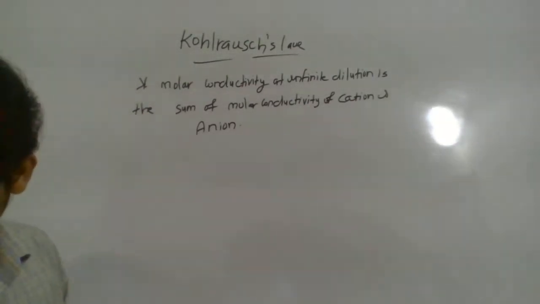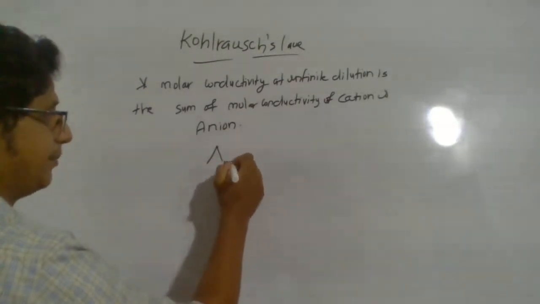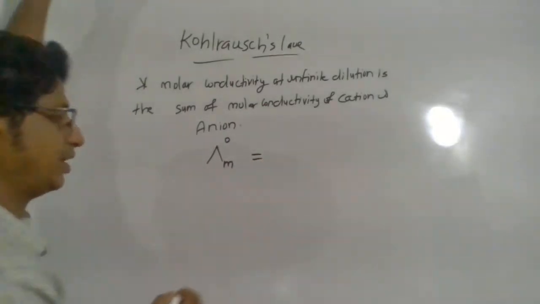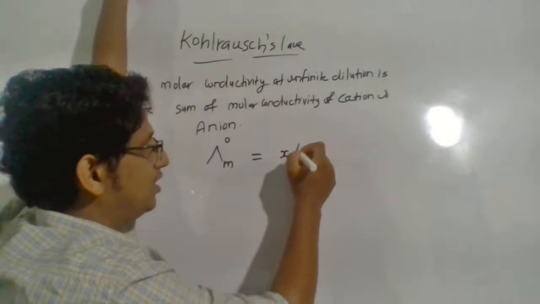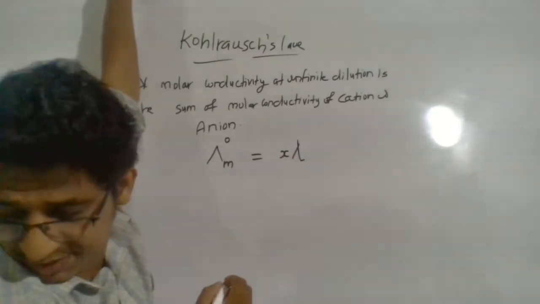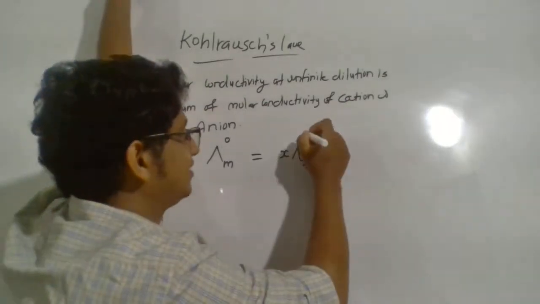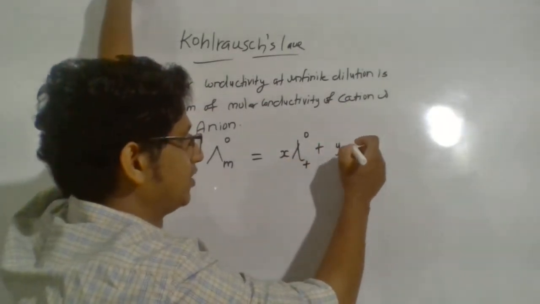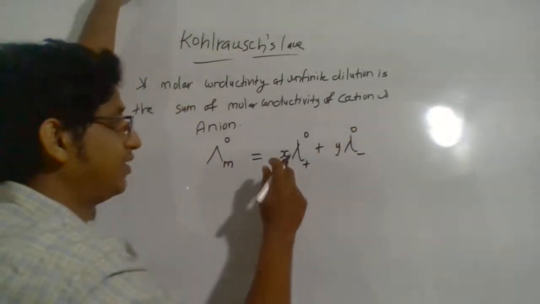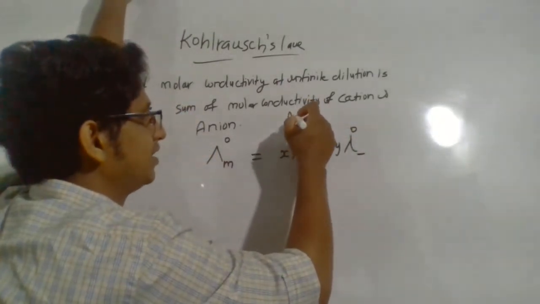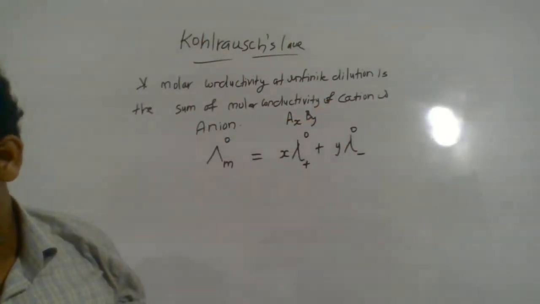For example, let us give an example. Generally, you can say lambda m0, meaning molar conductivity at infinite dilution, is the limiting molar conductivity of cation plus limiting molar conductivity of anion at infinite dilution. Now what are x and y? You imagine an electrolyte AxBy.